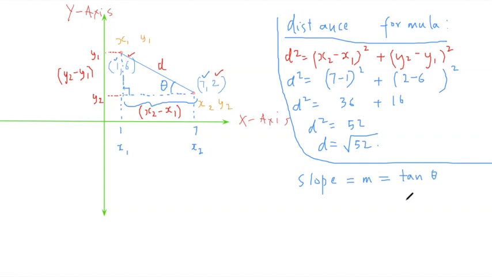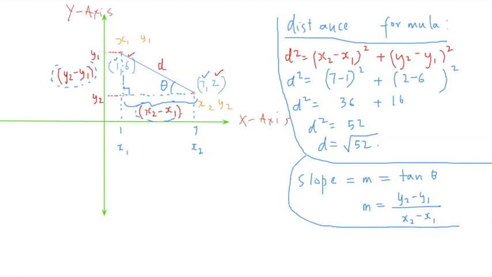Also, from trigonometry, you know that tan theta is opposite by adjacent, right? So instead of tan theta, we can also say, what's the opposite side? The length of the opposite side is this, right? y2 minus y1 divided by adjacent side, that's x2 minus x1. Okay, so that's another way of looking at slope. So these two formulas for slope are important.